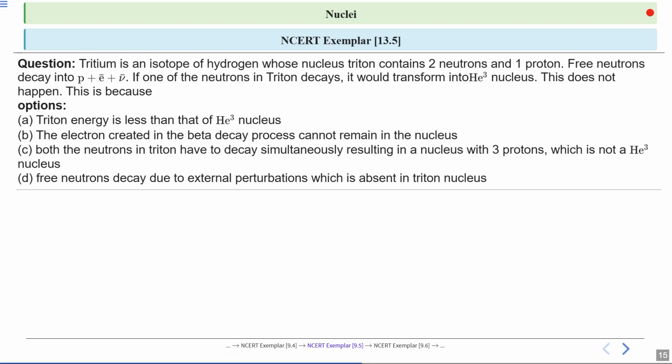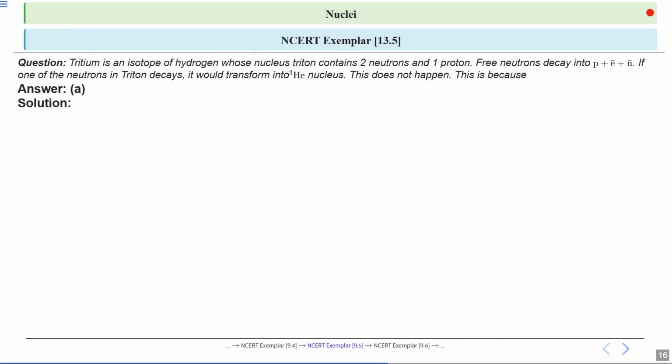So A, triton energy is less than that of helium-3 nucleus. B, the electron created in the beta decay process cannot remain in the nucleus. C, both the neutrons in triton have to decay simultaneously, resulting in a nucleus with 3 protons, which is not a helium-3 nucleus. D, free neutrons decay due to external perturbations, which is absent in triton nucleus. So option A is the correct option. Let's see the solution in detail.